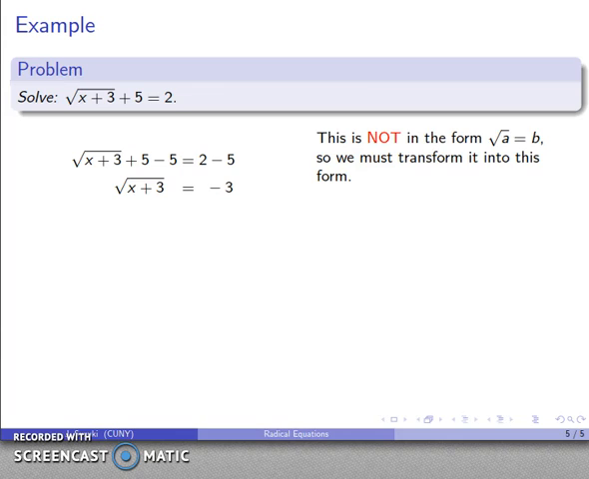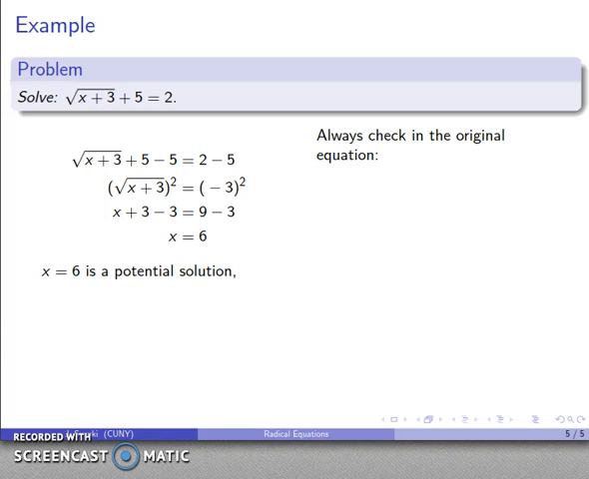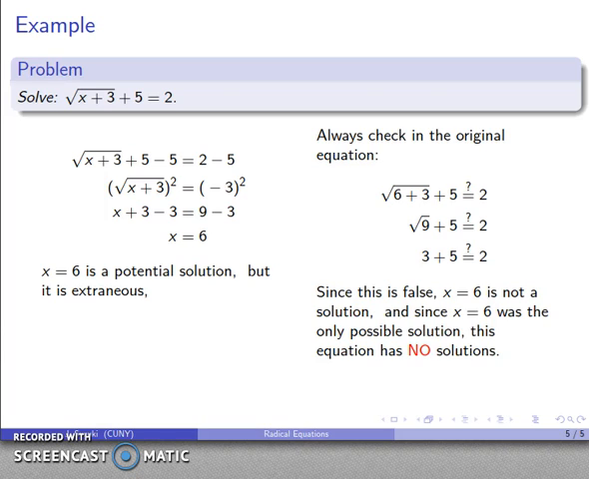If we don't recognize that, if we don't do the analysis, if we don't remember the definition of square root, we can do a little bit more work. We can square both sides and solve for x. x equals 6, and I find x equals 6 is a potential solution. We have to check our solutions in the original equation. So I'll substitute x equals 6 into my original equation, and I end up with a false statement. 3 plus 5 is definitely not equal to 2, so x equals 6 is not a solution; it's an extraneous solution. And since it's the only potential solution, this equation has no solutions.